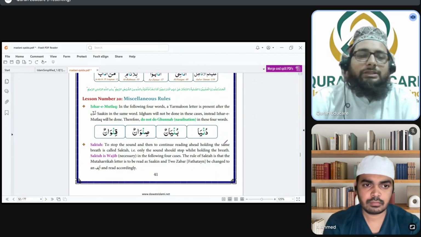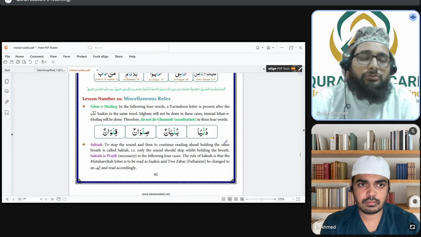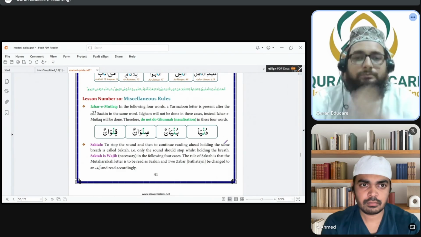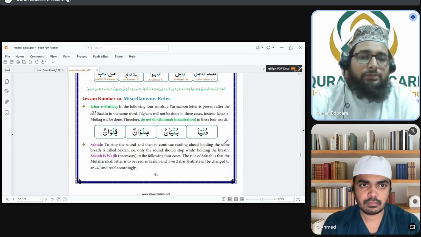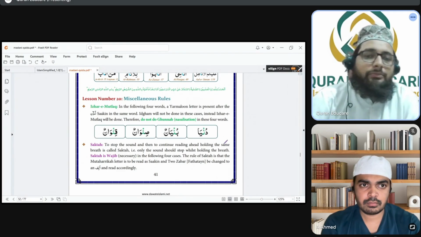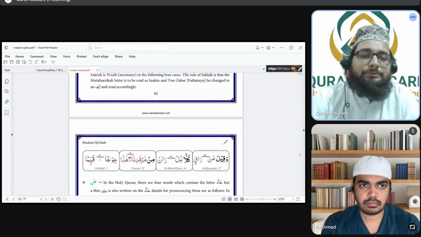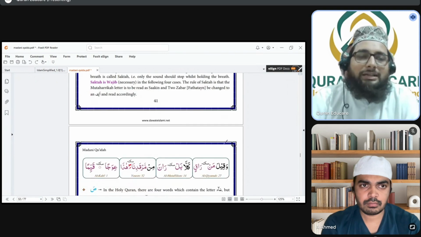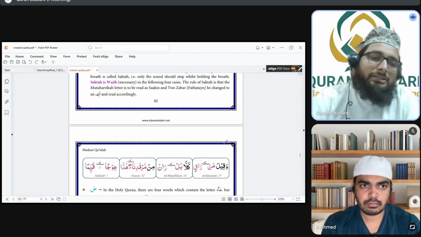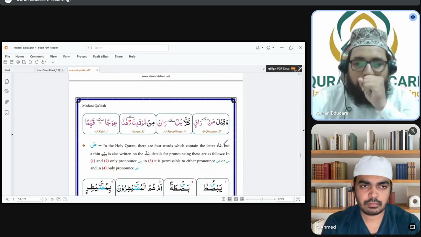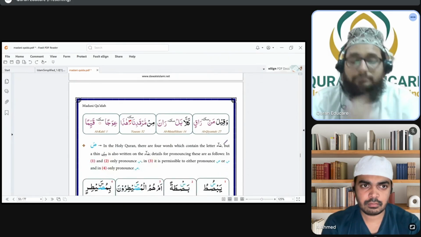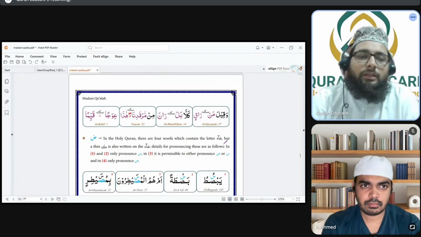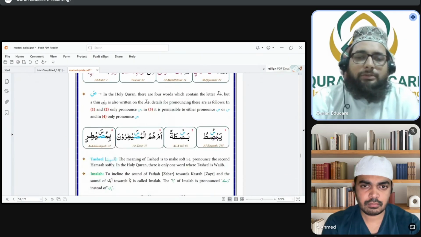And lesson number 20, there are different rules. Izhari mutlaq, we should not do Ghunnah. After nun sakin there's a yarmalun in the same word like dunya. And we learn about the rule of sakta and the detail about the sakta.